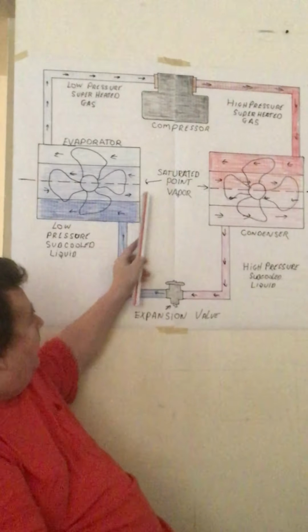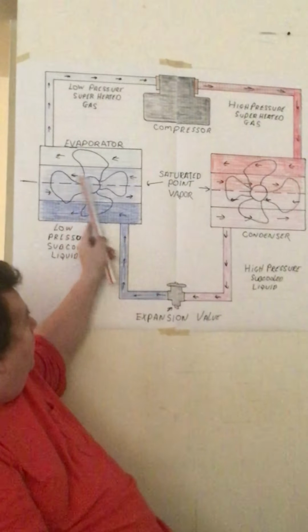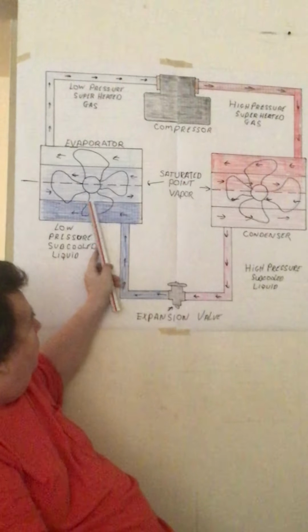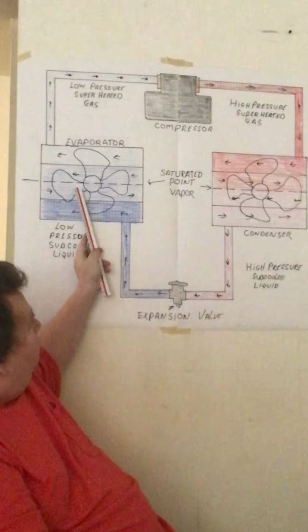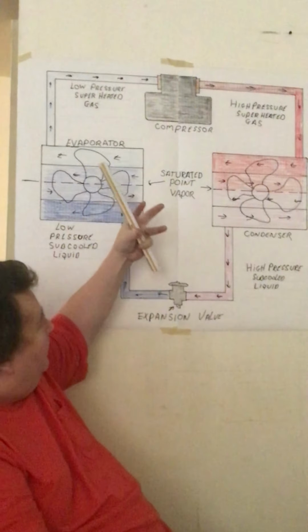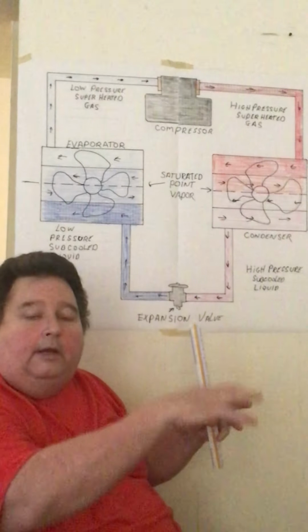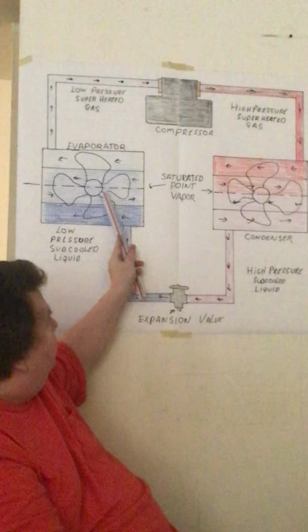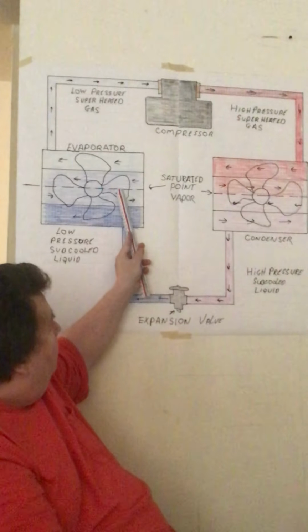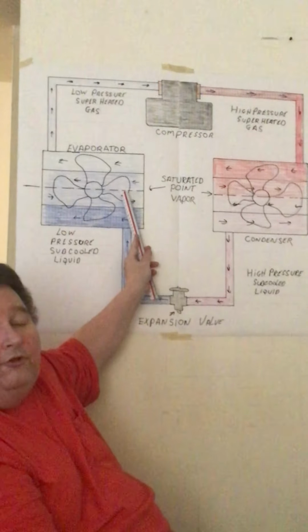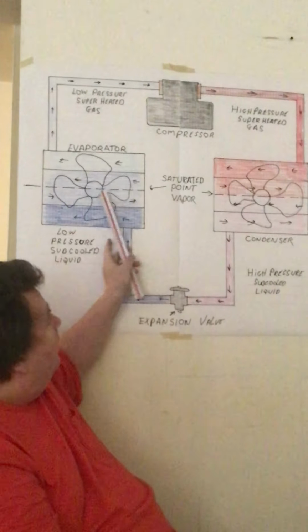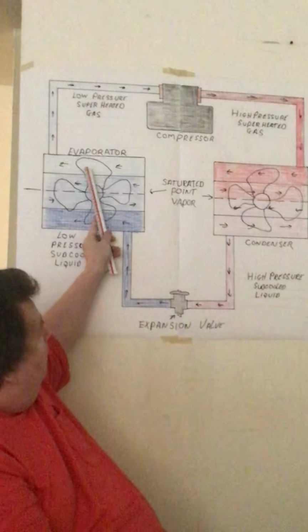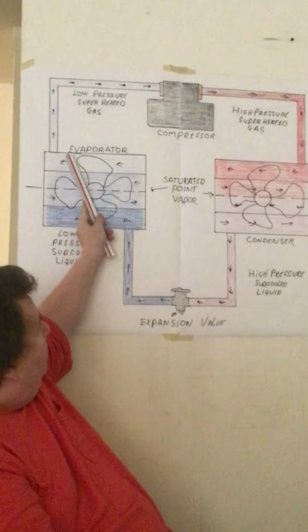So what's happening at the saturation point of the refrigerant is that it's boiling off. Because of the fan, the refrigerant lines are absorbing the heat from the ambient temperature around the coil. In this section right here, the refrigerant is boiling off into a vapor, going through the coil, all the way up here. Right now you're at vapor.